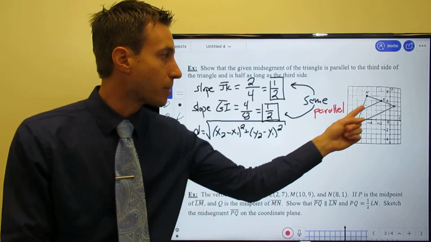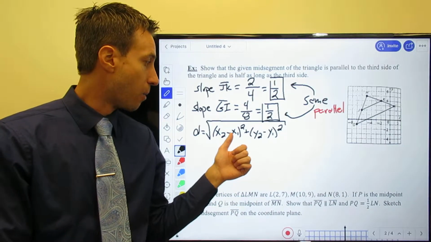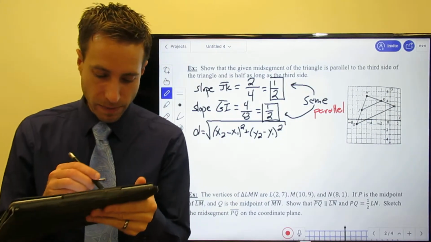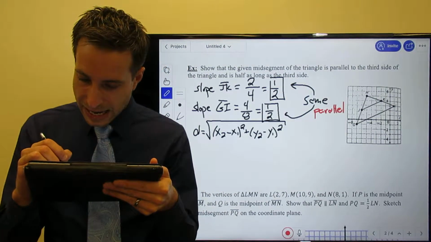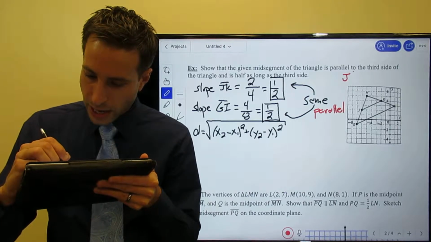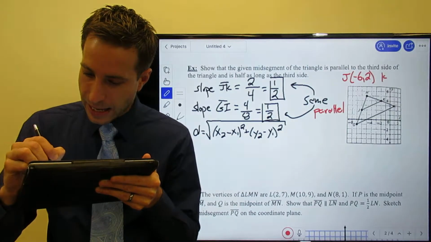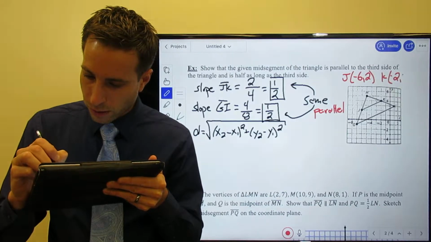In order to use the distance formula, I need ordered pairs. That's what my x1, y1, x2, y2 are. They are my ordered pairs. So let's go ahead and get those. J is at (-6, 2). K is at (-2, 4).